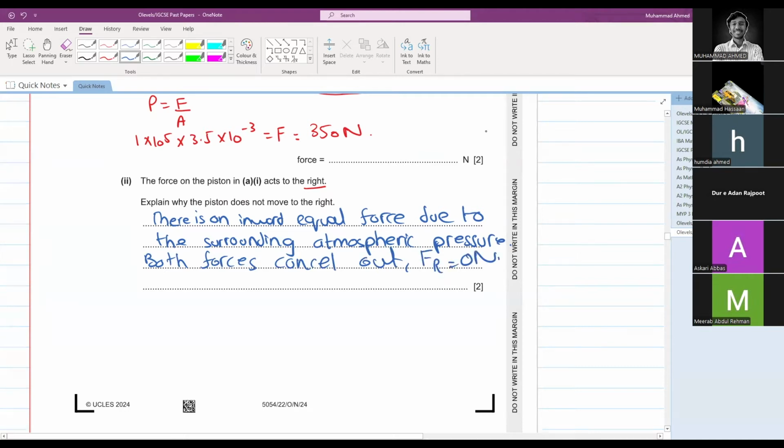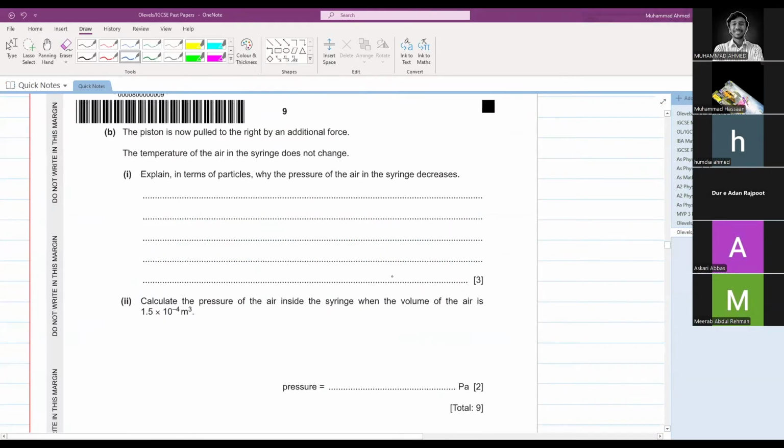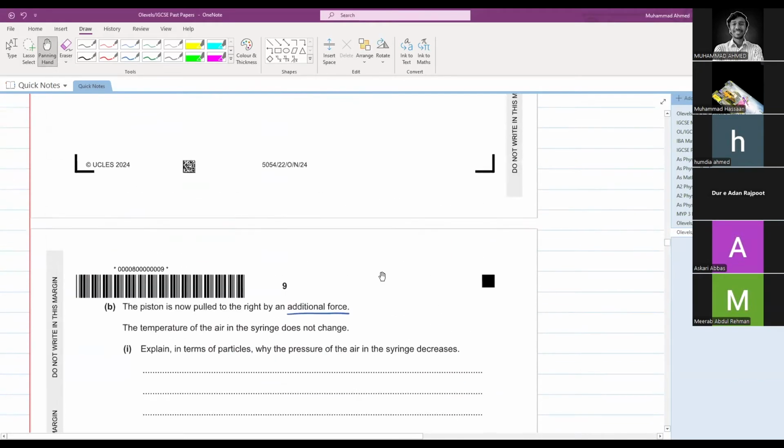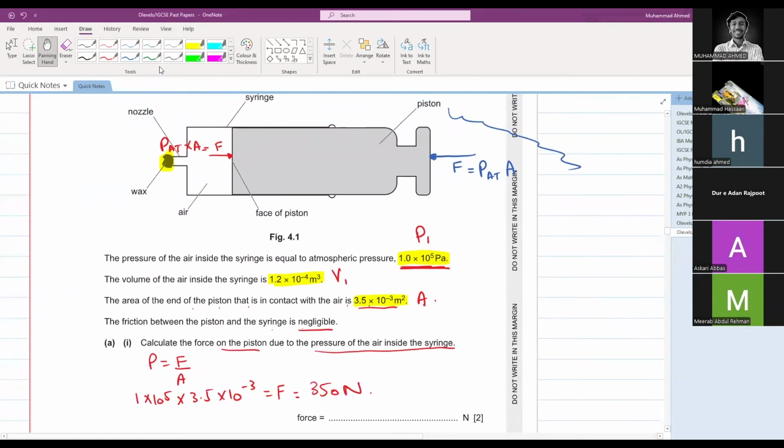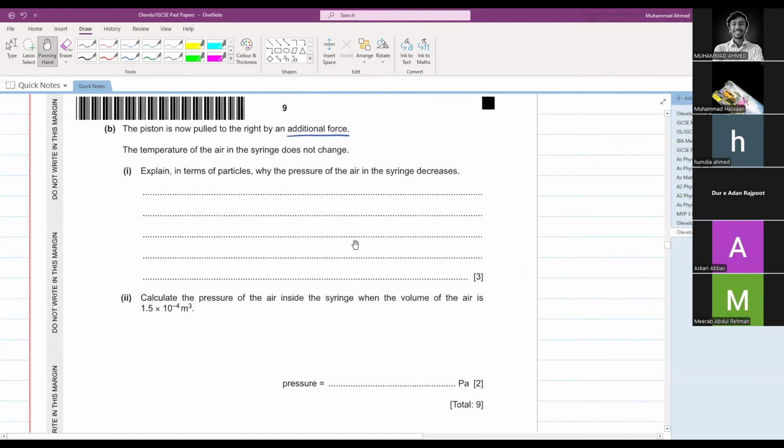Perfect. Any ambiguities here? The piston is now pulled towards the right by an additional force. Okay, piston को हमने एक rightward force provide की है. यहाँ पे you have provided a rightward force to the piston. Perfect. Let's see भाई क्या लिखा हुआ है आगे. The temperature of the air in the syringe does not change.